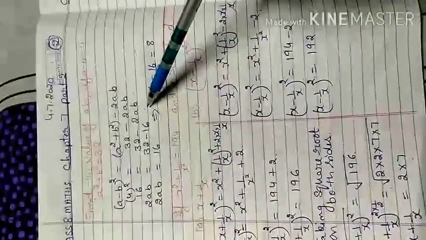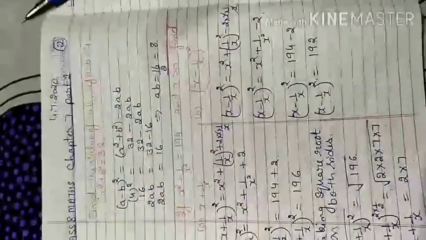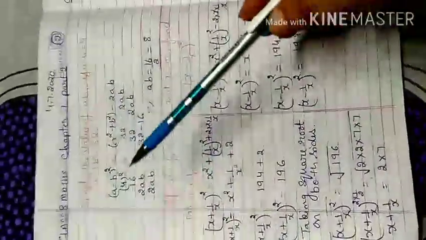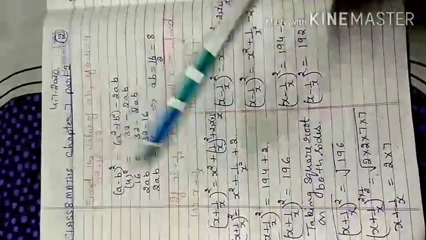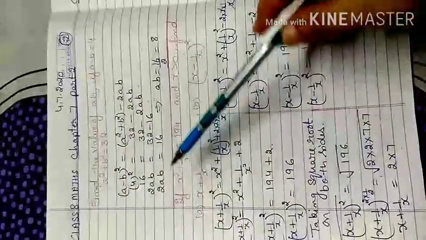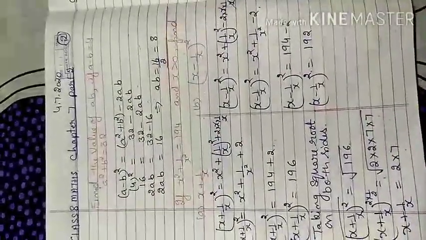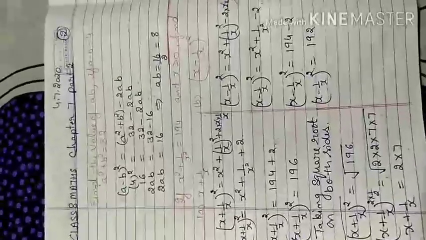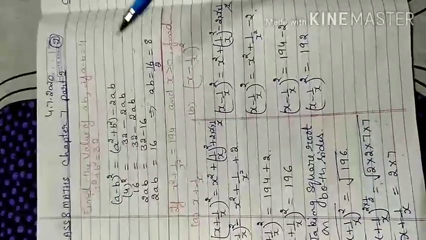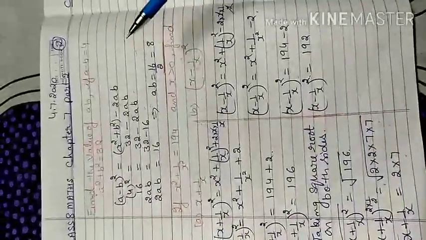Transposing to the other side, the sign will be changed. Here the sign also changes, so it becomes positive. Now 2ab = 32 − 16, that gives me 16, and the value of ab is 16 divided by 2, which gives me 8. So if I want to find the value of ab, whatever is given to me, I have to choose that formula and find the value. But sometimes the condition is changed.